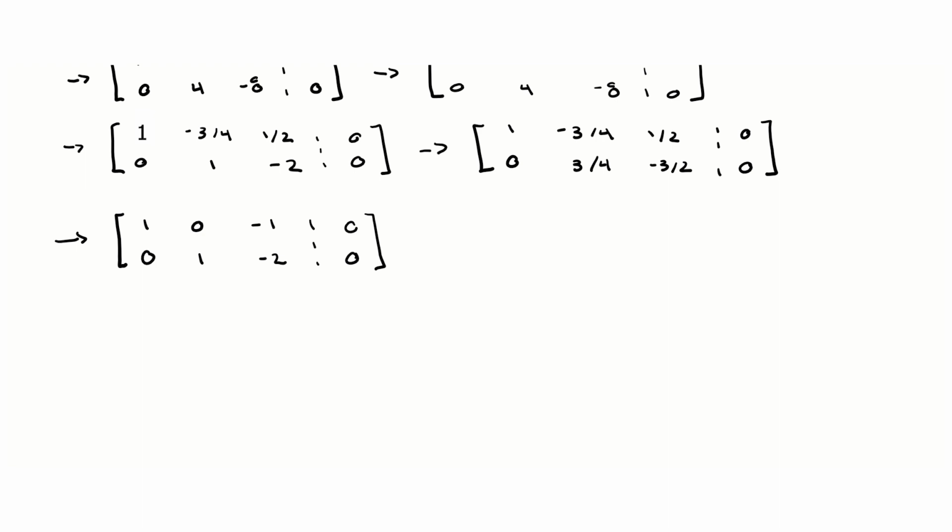All right, so we've got our matrix in row echelon form, and our top row gives us x sub 1 minus x sub 3 equals 0. And our second row gives us x sub 2 minus 2x sub 3 equals 0. Lastly, we've got a free variable. X sub 3 is free.